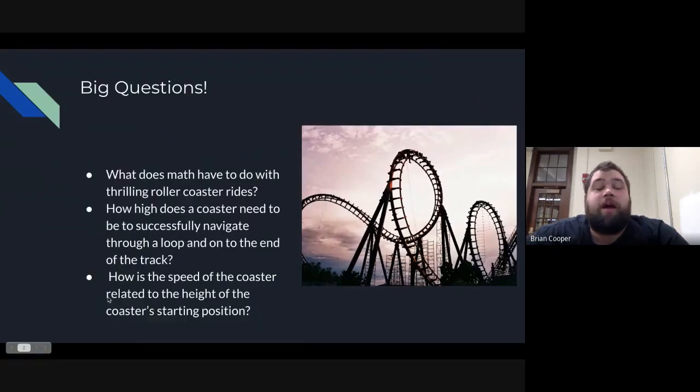So what are the big questions of this lesson? The big questions are, what does math have to do with thrilling roller coaster rides? How high does a coaster need to be to successfully navigate through a loop and on the end of the track? How is the speed of the coaster related to the height of the coaster's starting position?